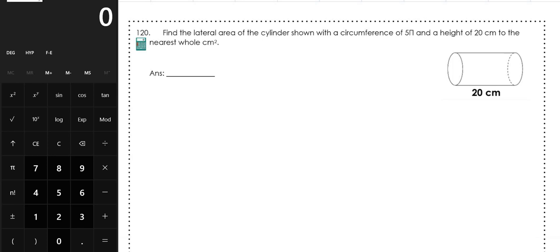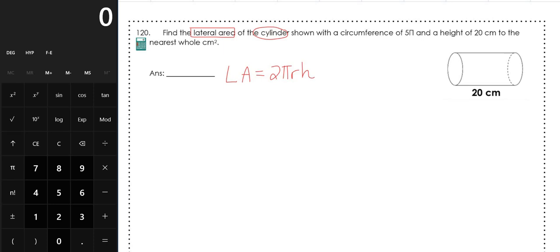Page 24. Number 120. Read the question and come back. Okay, so it says to find the lateral area of your cylinder. You have to know the lateral area formula in order to be able to do this. So let's write down our lateral area formula for a cylinder. The formula is this. Lateral area equals 2 pi r h.